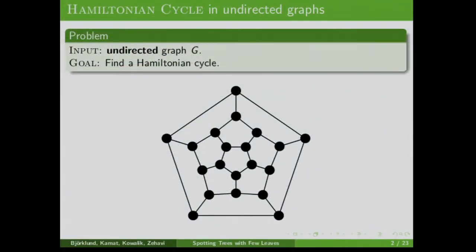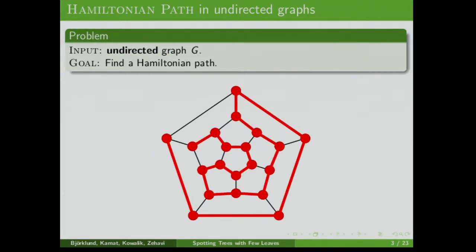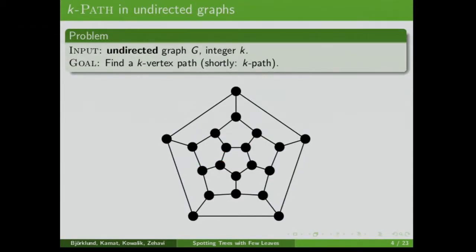The first one needs really no introduction, the Hamiltonian cycle. But the important thing is that we focus on undirected graphs, and this applies to all the problems I'm going to talk about. Its close relative is the Hamiltonian path, so we just look for a path. Then you can generalize it further by introducing a parameter k, and you ask whether there is a k-vertex path in the graph.